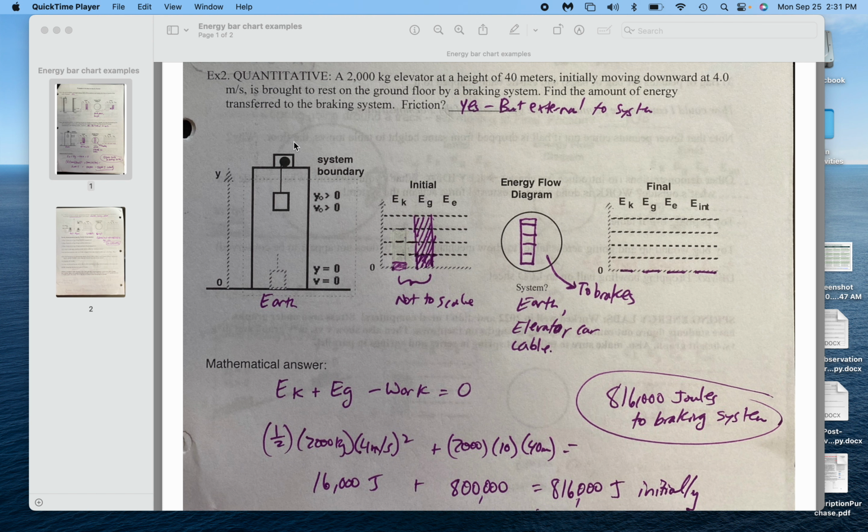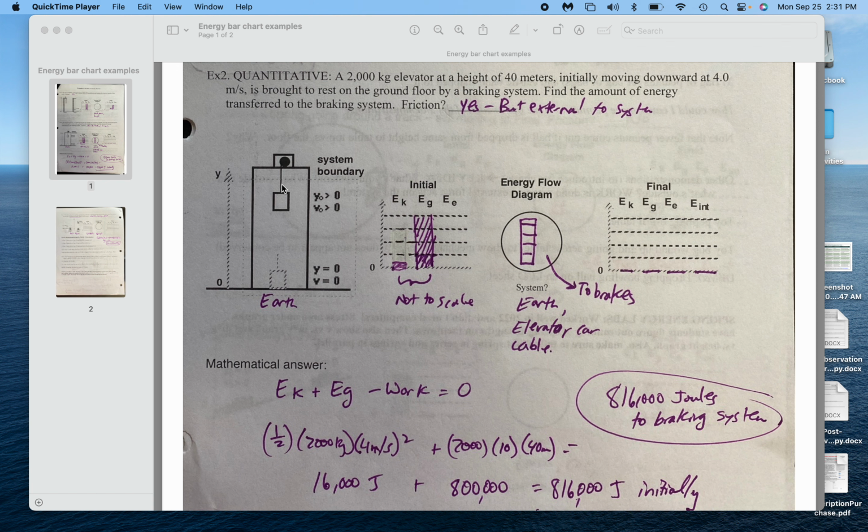So at any rate, initially it was elevated and it was moving, so I gave it some kinetic energy and some gravitational potential energy. I don't care about the exact amounts you have here, but it has some of each. At the end, it's not moving, so it doesn't have any kinetic energy. It's not elevated, so it has no gravitational potential energy. I did not think of this cord as being elastic or stretchy.